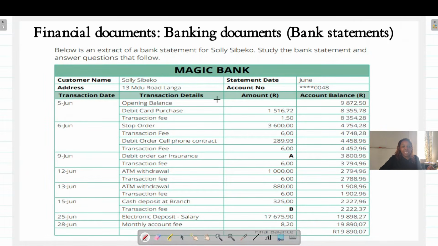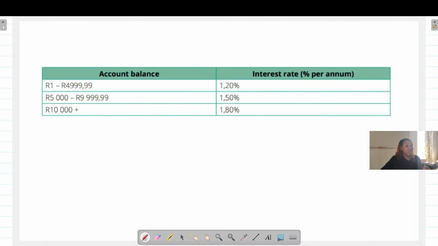So I think you guys get the point of all these transaction details that are going on. What's important, if it's a debit, we know that we are removing money from the account. We see that when there was a debit, right? For example, here, there was 9,872.50. When the debit card purchase went off, there was less amount in his account, right? So that is how we are going to go about analyzing this bank statement. Okay, so let's start off by having a look at the questions.